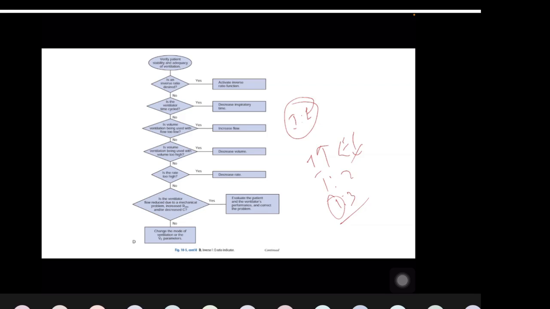Otherwise, we have to check the inspiratory time, and reduce it if it is the cause of the problem. If the patient is on volume control ventilation and the flow is too low, we can increase the flow. If the flow is increased, naturally the inspiratory time will reduce. If volume ventilation is used with a high volume, we can also decrease the volume so that the inspiratory time is reduced. And if the respiratory rate is very high, we can reduce the respiratory rate.